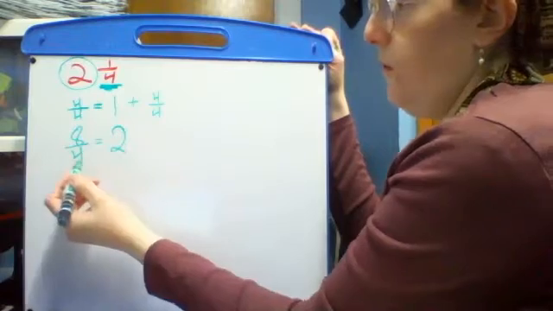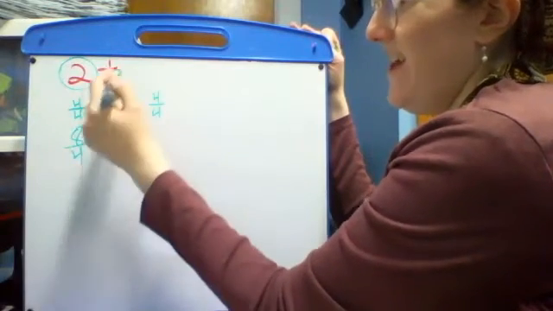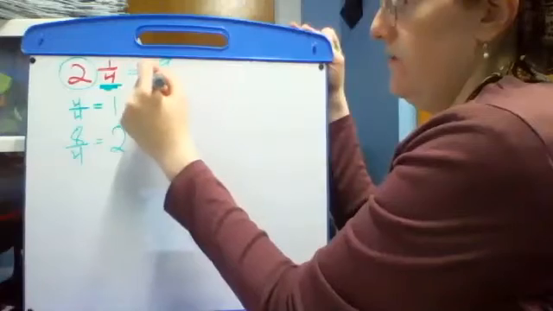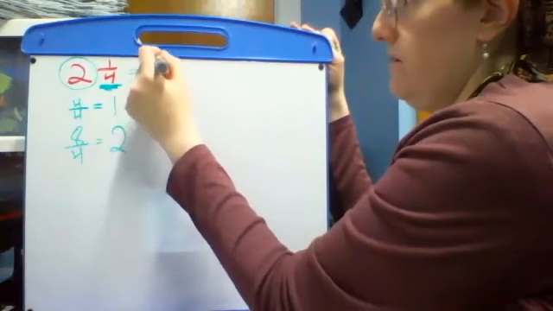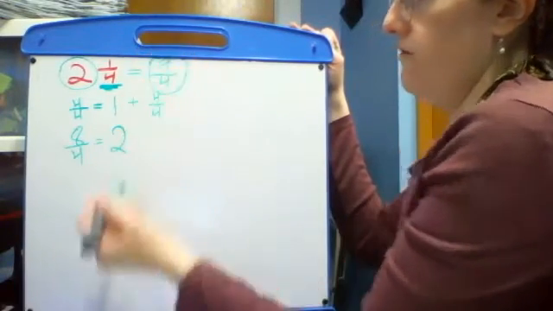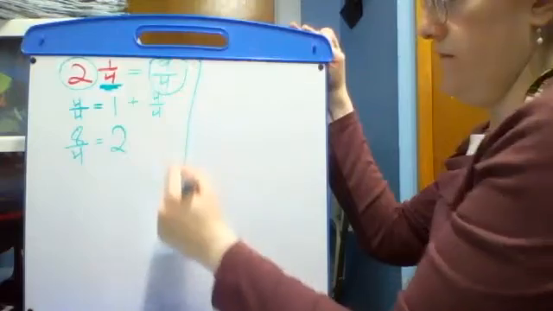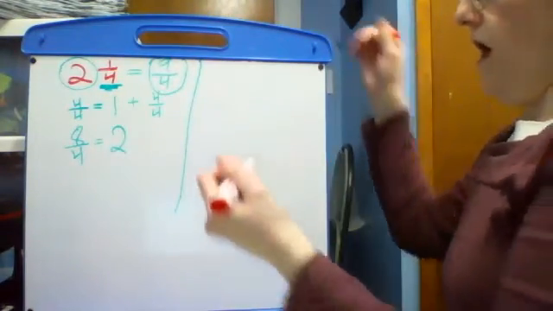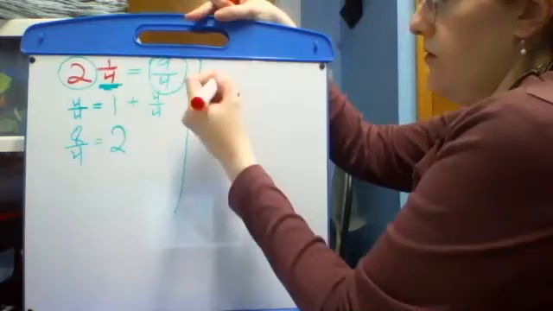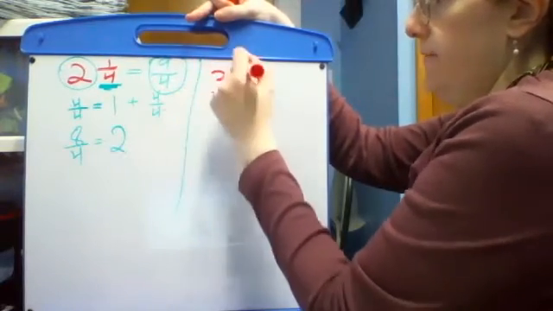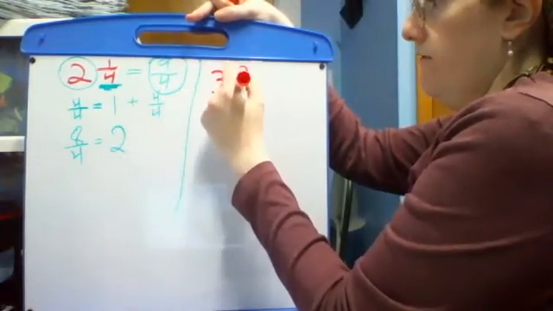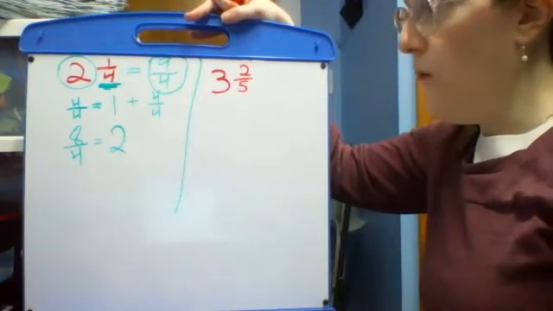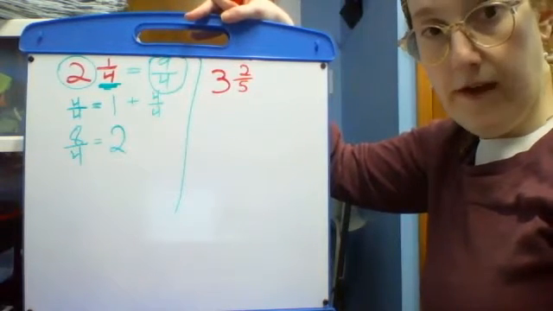So if 2 wholes is 8 fourths and I have 1 more fourth, that means 2 and 1 fourth is the same thing as 9 fourths. I want you to try one now. I'm going to give you the mixed number 3 and 2 fifths. I want you to pause the video and try to think about what this improper fraction would be.